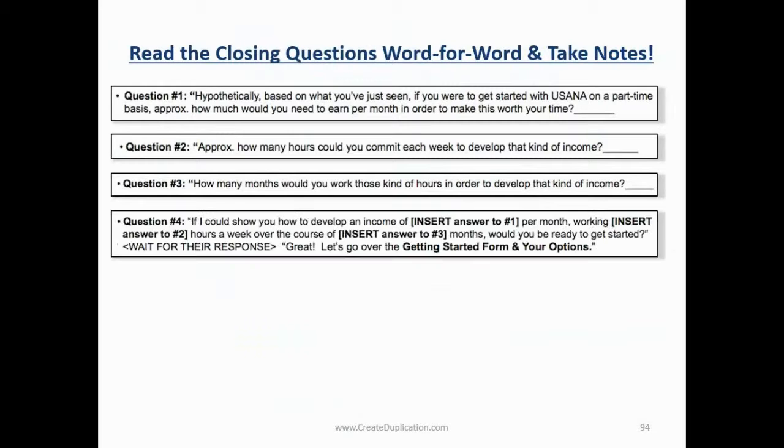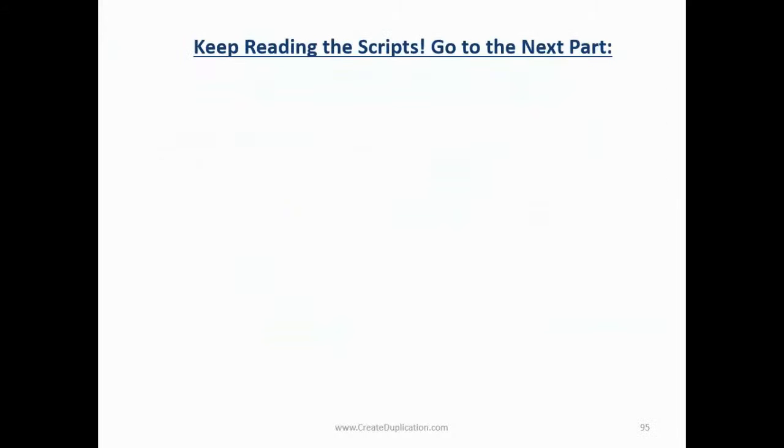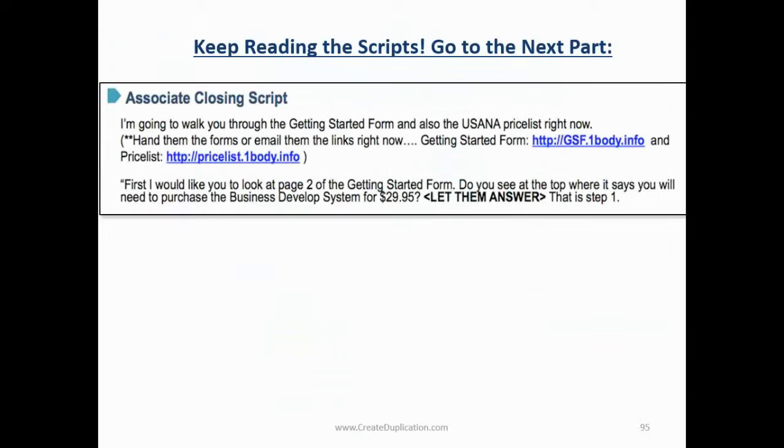But then question 4, if I could show you how to develop an income of $2,000 per month working 10 hours a week over the course of the next 12 months, would you be ready to get started? Then you shut up. Don't talk. Be quiet. Wait for their response. They're going to say yes, and then you're going to say, okay, great, let's go over the getting started form and your options. Then you just keep reading, okay?